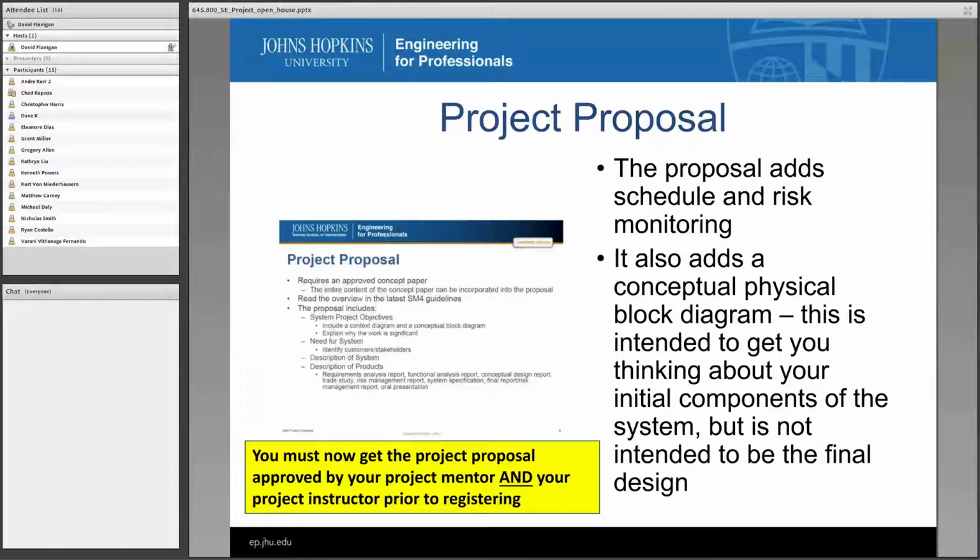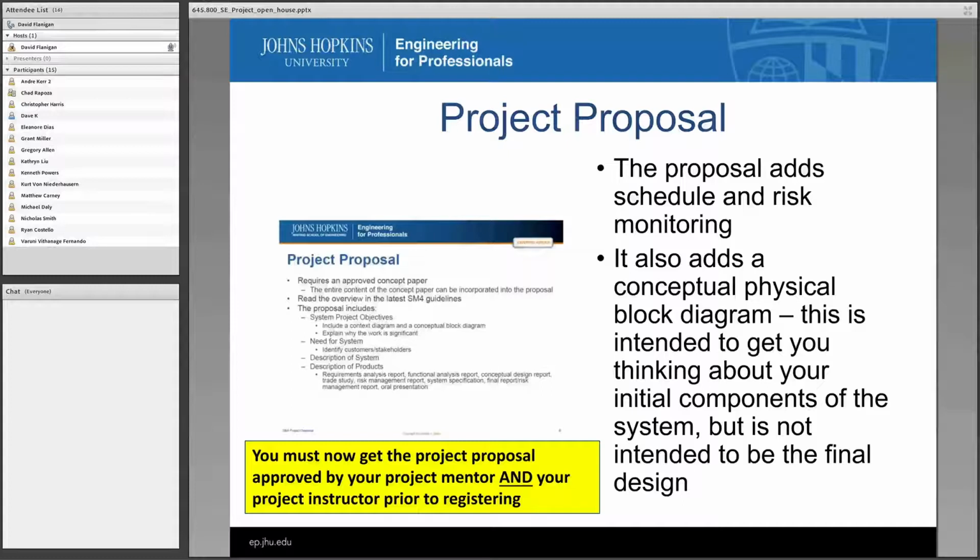The intent here is to get you in the ballpark, because you have to get your mentor and instructor to review this and approve it prior to registering. So that's where the bogey of about a month comes in.